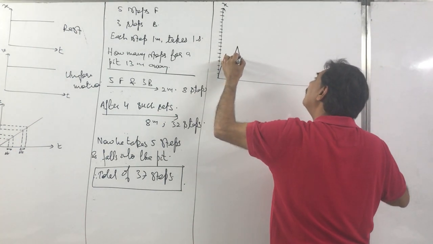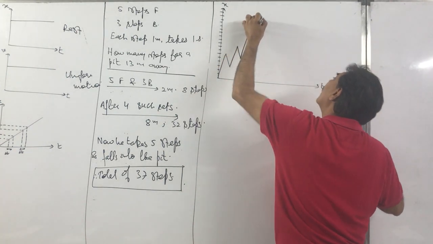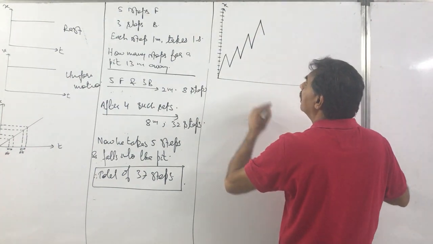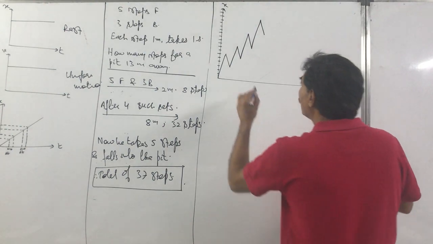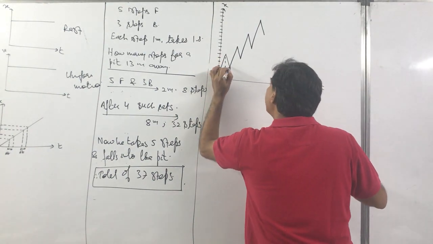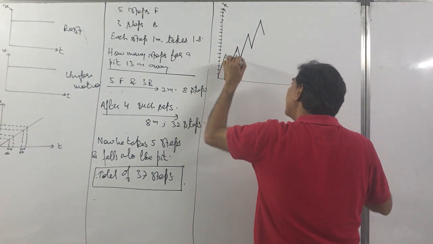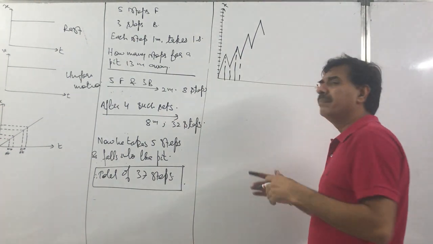Then he will come back. And then he will move 5 again. Then come back. 5 again. And then come back, and so on. The graph is inclined, right? Because time is always moving forward. This time, 5 again, 5 again.